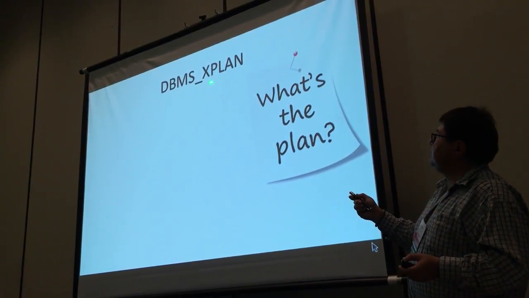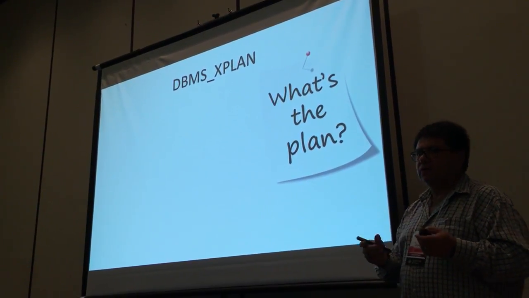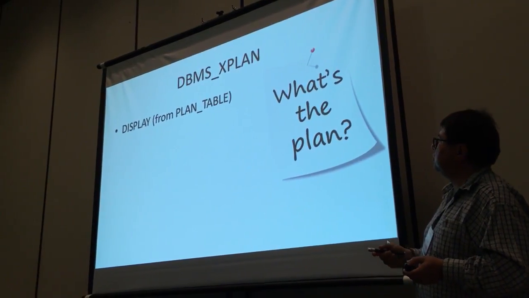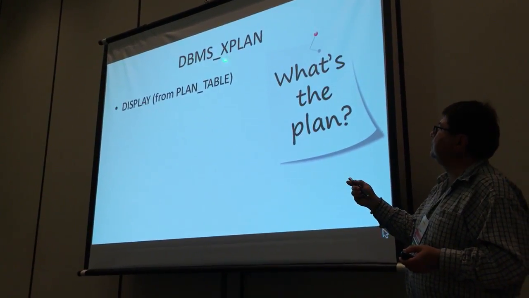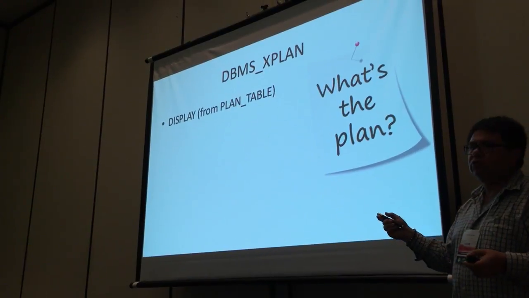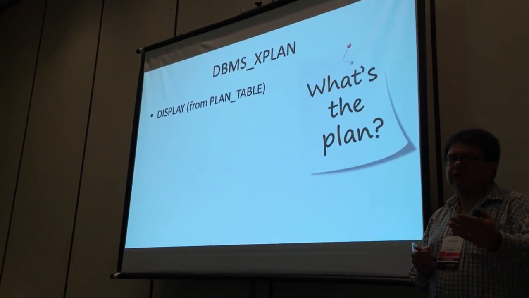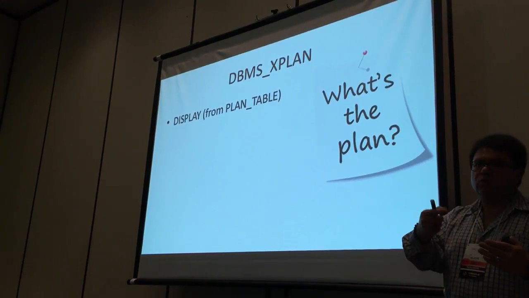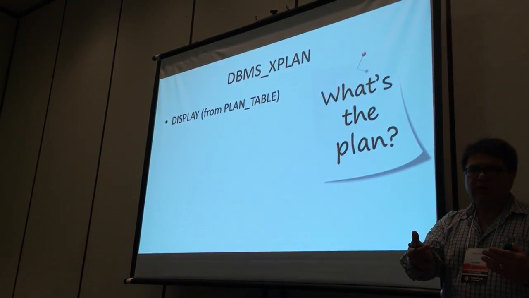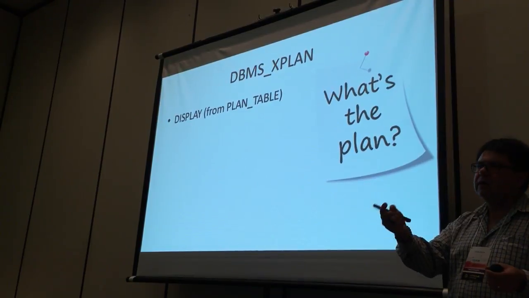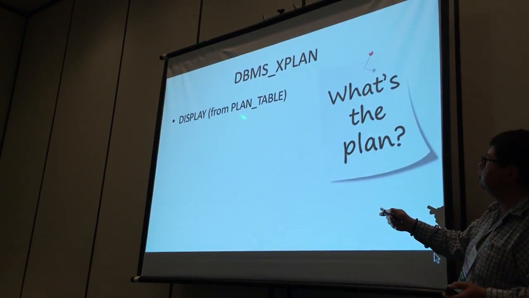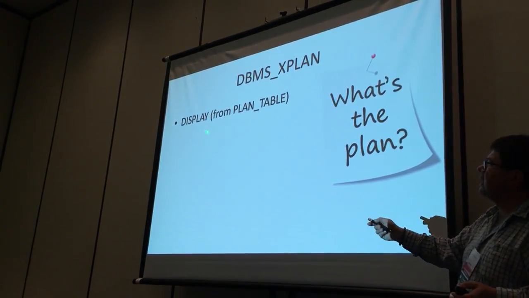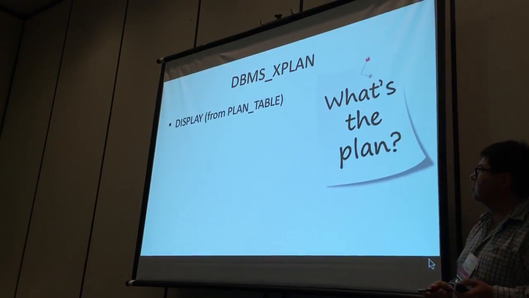Then we have DBMS_XPLAN. So what is the plan with DBMS_XPLAN? We have multiple APIs inside this package. The first one is display, which is basically just reading from the plan table. How do we populate the plan table? With the EXPLAIN PLAN FOR command. When you execute the EXPLAIN PLAN FOR command, you populate some information in the plan table, and with this API, you can list that. That's basically the way it works.